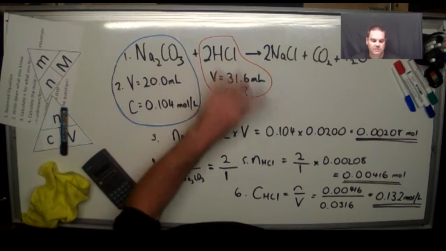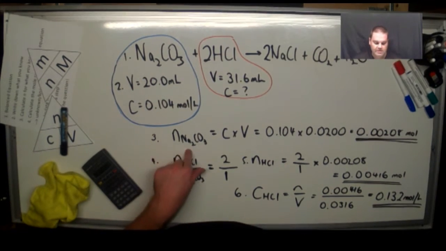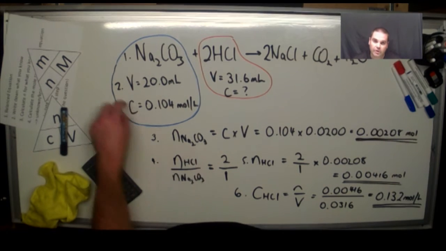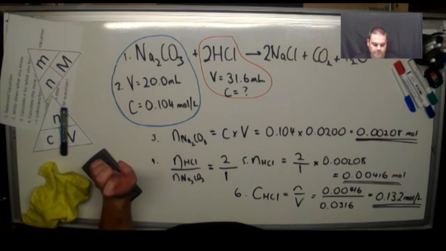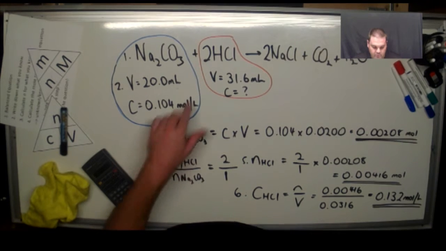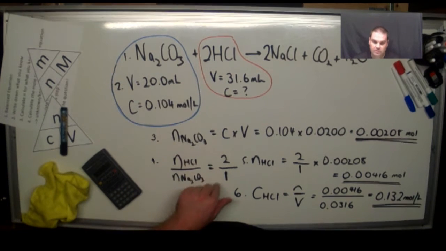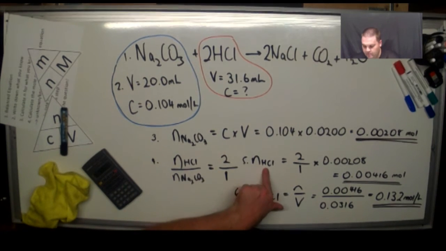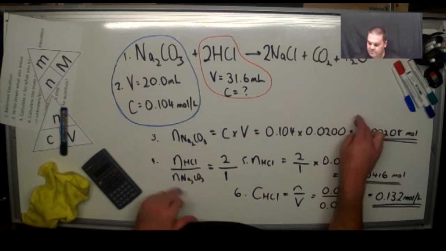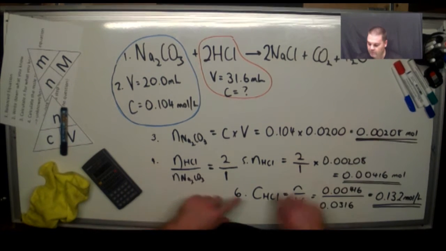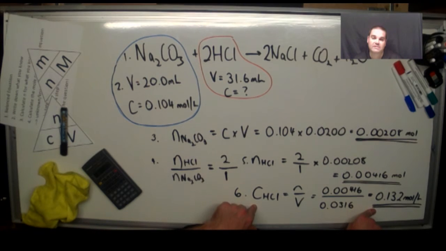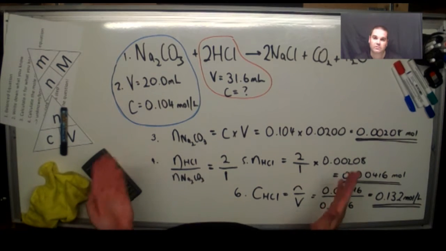Step 1, balanced equation. Step 2, write down what you know. Step 3, calculate number of moles of your known, and that's the one you've got 2 values for. Then calculate your mole ratio using the equation. Then calculate the number of moles of your unknown by timesing step 3 by step 4. Then calculate whatever it's asking you to do. That's all you've got to do every time.